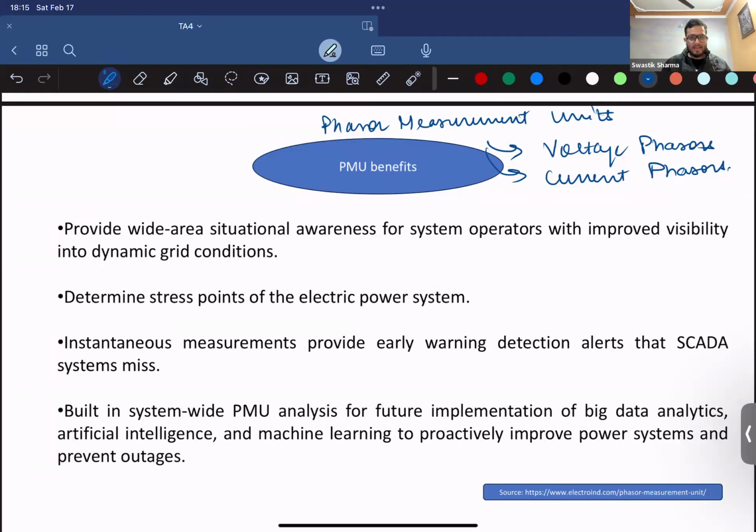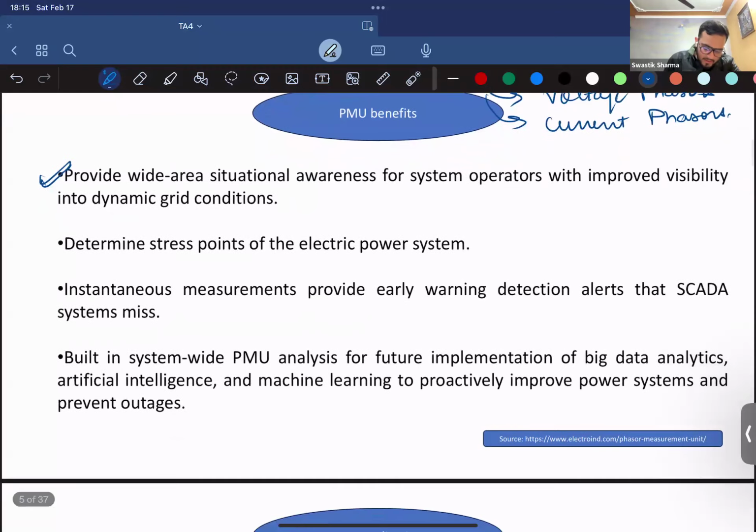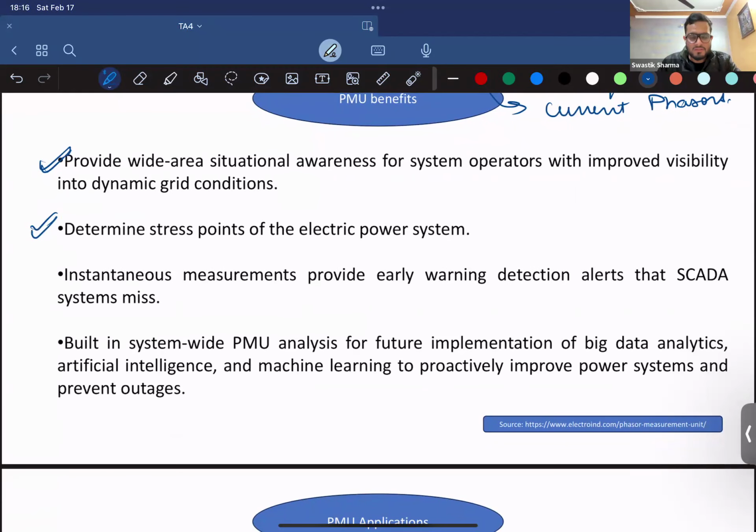So it provides wide area situational awareness for system operators, which results in improved visibility into dynamic grid conditions. Second, we can determine stress points of the electric power system. Since we have PMUs at different locations, we can calculate the buses at which voltage is sagging, or places where frequency is dipping. After knowing those points, you can invest in resources, for example reactive power dispatch for sagging issues, and real power dispatch for frequency issues, right?